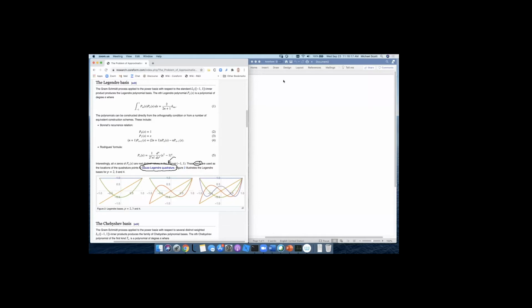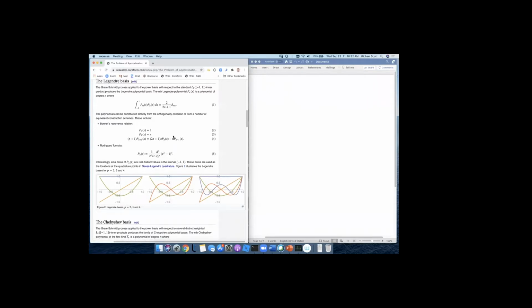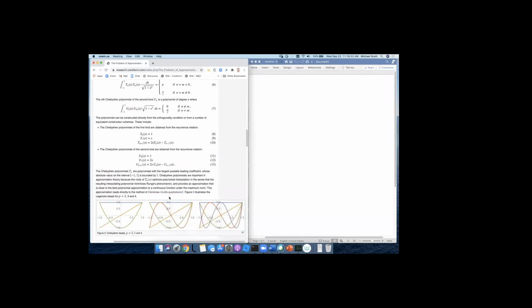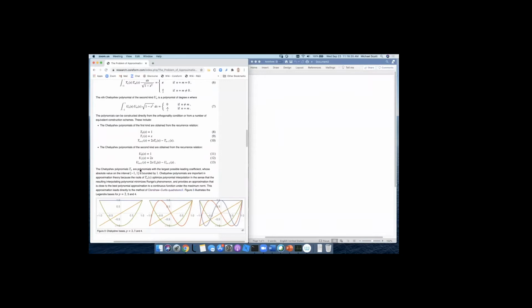Likewise for Chebyshev, which is even probably, I would say, a little more important than Legendre. And Legendre is kind of a special case of a Chebyshev basis for a particular inner product. But it has these optimal properties, which I describe here, which says that the roots of the Chebyshev polynomials, in some sense, optimize polynomial interpolation. So it minimizes what's called Runge. I don't know if I've pronounced that right.